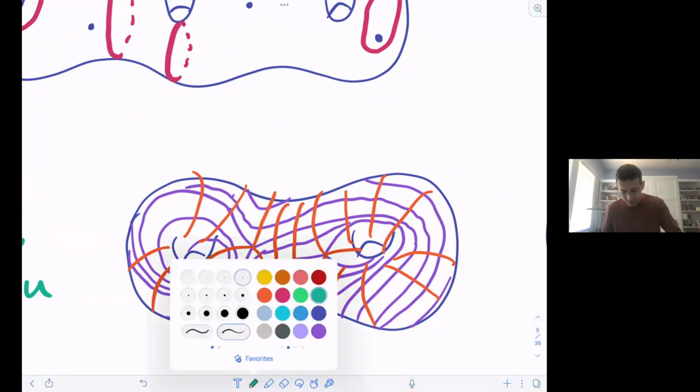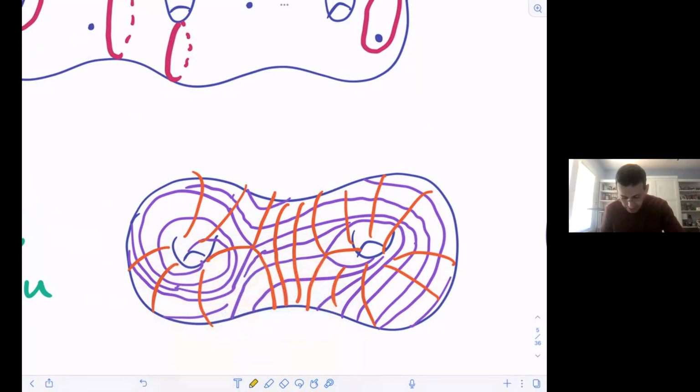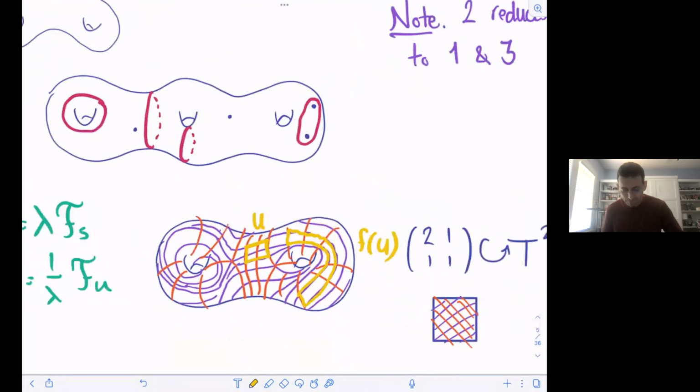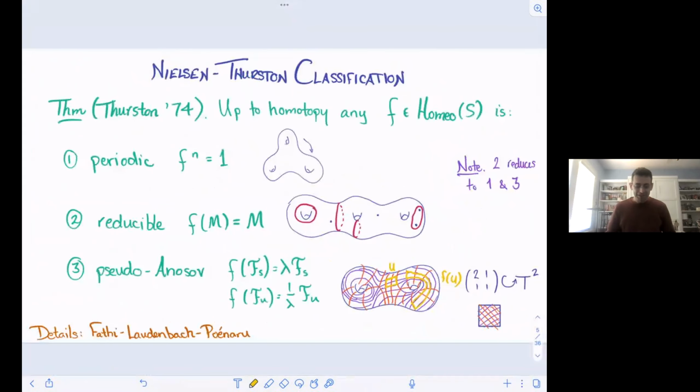The picture you should have in mind is a square like this. Because the foliations are being preserved, it should go to another rectangle, but it'll get stretched in one direction and contracted in the other. So if that's set as U, F of U would look like that. So that's the picture for a pseudo-Anosov. Okay, so that's my quick definition.